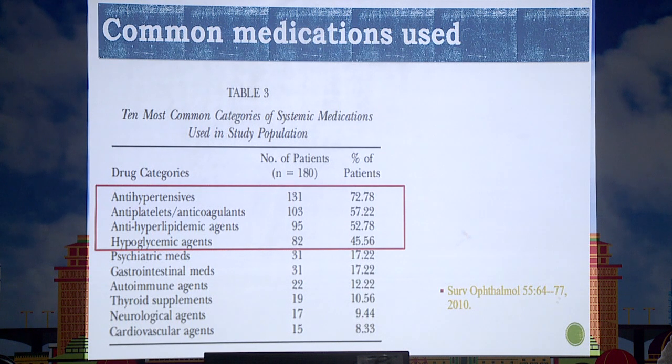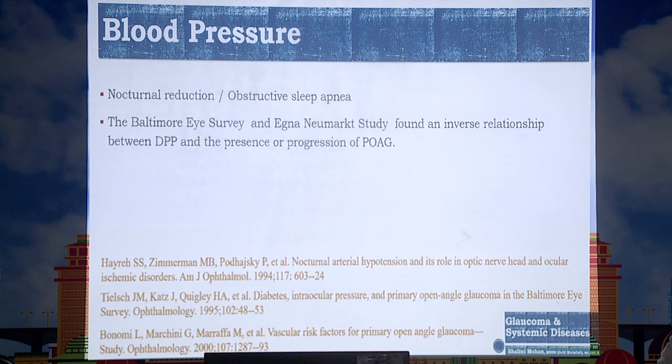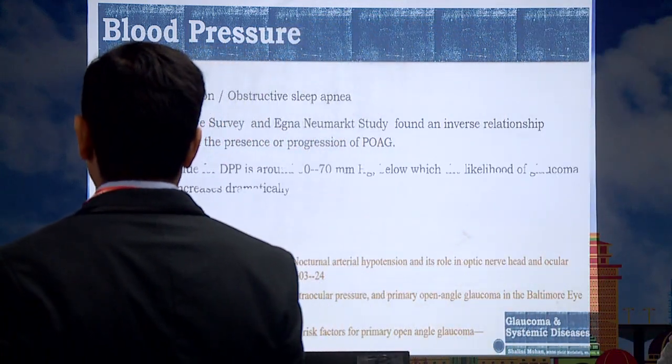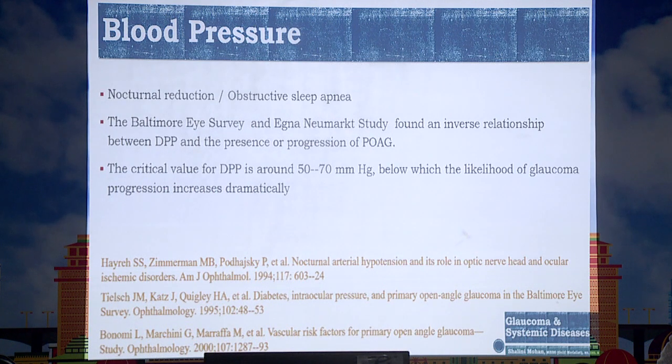So we must keep in mind that if the patient is hypertensive, there can be a history of nocturnal hypotension or obstructive sleep apnea, which might be associated with progression of glaucoma. So we need to get in touch with the physician and accordingly treat these conditions. The Baltimore Eye Survey and the Egna-Neumarkt study also found an inverse relationship between diastolic perfusion pressure and progression of glaucoma. The critical value which was found to be normal was 50 to 70 millimeters of mercury, below which the likelihood of glaucoma progression increased dramatically.